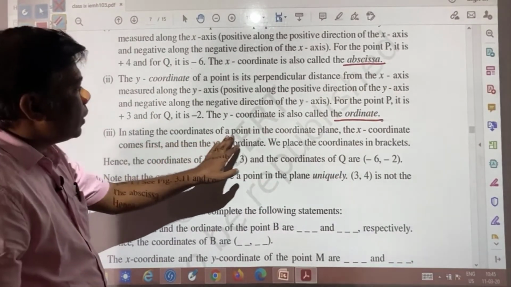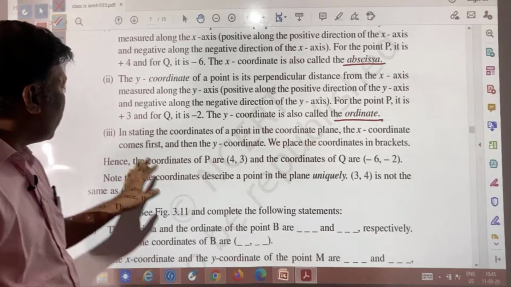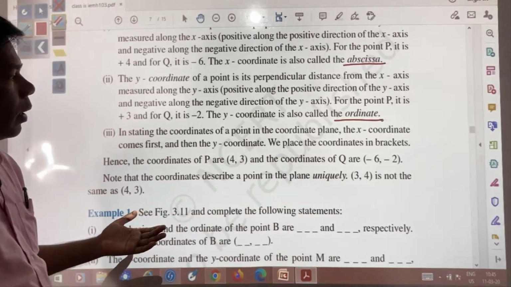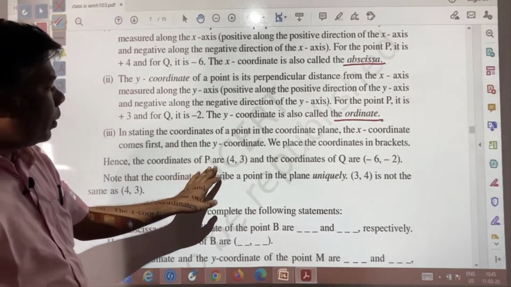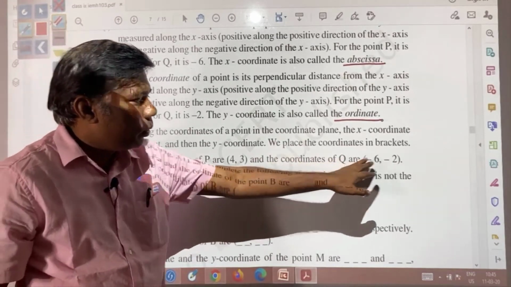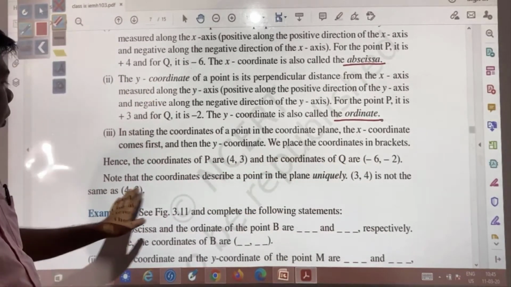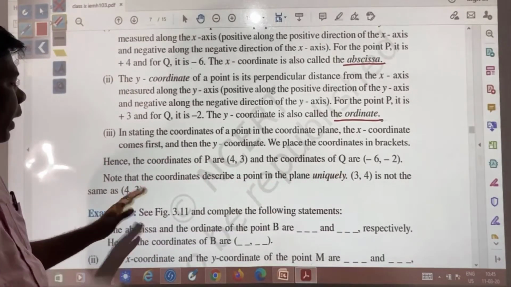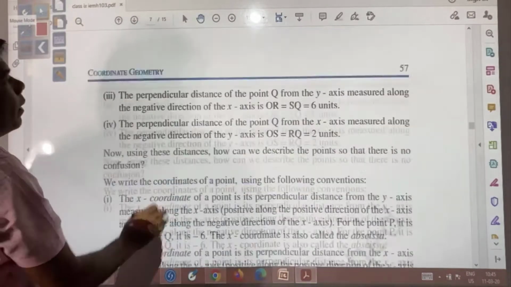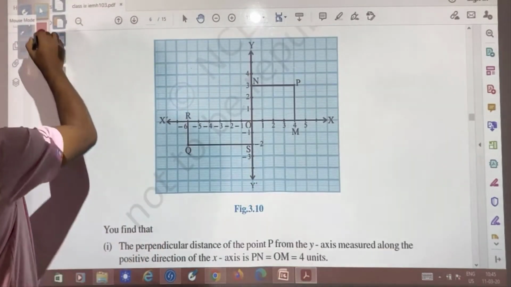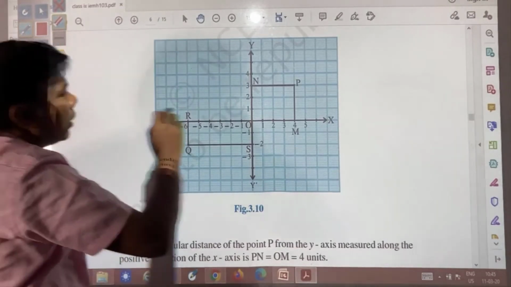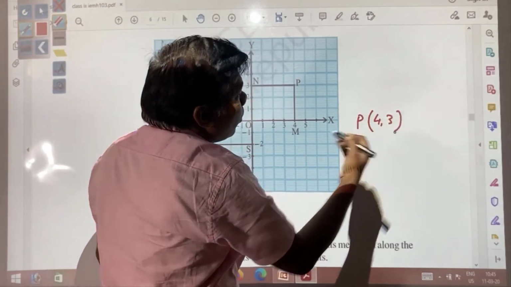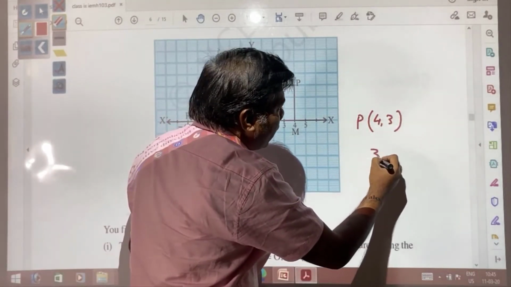In stating the coordinates of a point in the coordinate plane, the x coordinate comes first and the y coordinate later. We place the coordinates in brackets. Hence, the coordinates of P are (4, 3) and the coordinates of Q are (minus 6, minus 2). Note that the coordinates describe a point in the plane uniquely. (3, 4) is not the same as (4, 3). Here you see, the abscissa and ordinate of P were 4 and 3. So (4, 3) cannot be (3, 4).